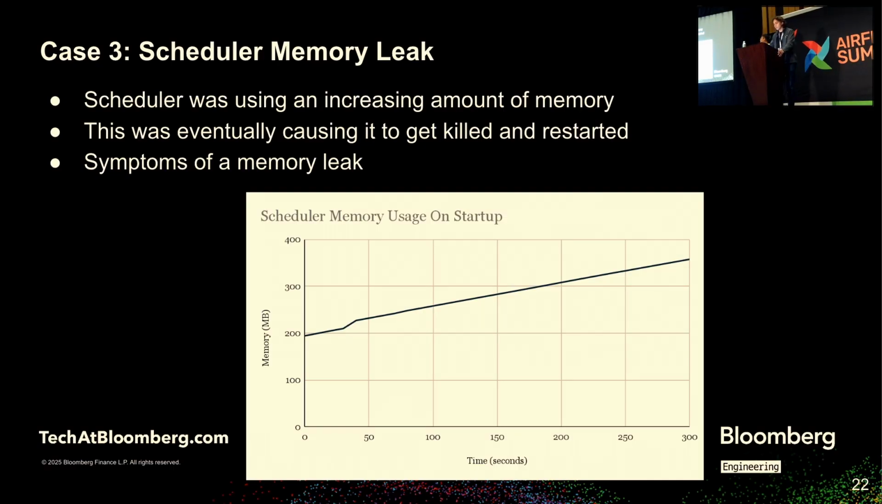The scheduler was using an increasing amount of memory, which was causing it to get killed and restarted. This is an issue, as without the scheduler, no new DAG and tasks can run. And we looked at the memory consumption data of the scheduler process and noticed a linear growth in the memory, even in the first 5 minutes of its startup.